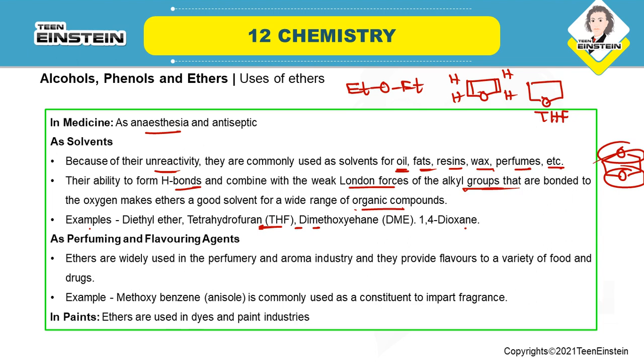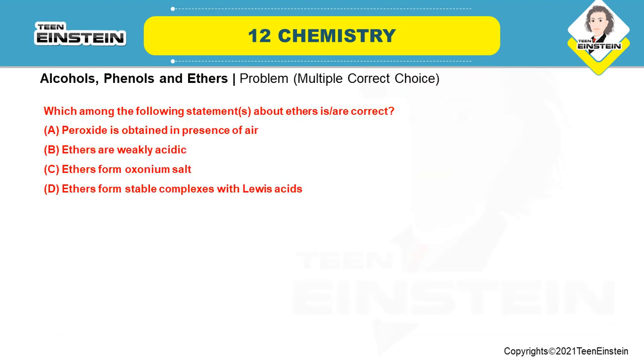As perfuming and flavoring agents, ethers are widely used in the perfumery industry, aroma industry, because they can provide flavors to a variety of food and drugs. For example, methoxybenzene, that is anisole, that we have just discussed. PhOCH3, this is anisole or methoxybenzene. It is commonly used as a constituent to impart fragrance. In paints, ethers are used in dyes and paint industries also. Okay, so here you can see different application methods for ethers.